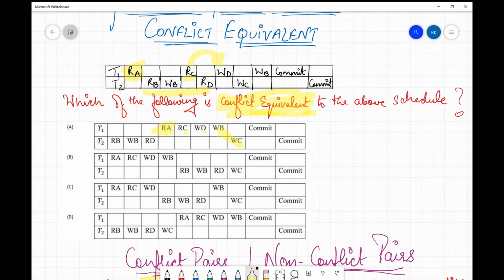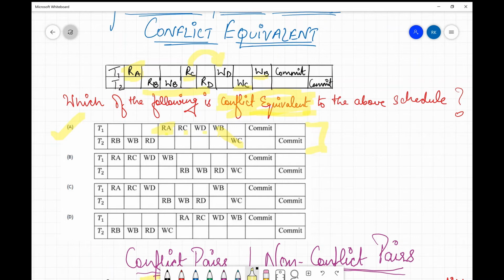Another thing which they have done over here is they have swapped the order of WB and WC. As you can see in the original schedule, WC was being performed first and then WB. But in this schedule, WB is being performed before and then WC, right? But you can see these both operations are again on two different data items. Therefore, this also forms a non-conflict pair, and therefore this schedule is entirely equivalent to the above schedule because it did not change the order of any of the conflict pairs, right? So that means a clear-cut answer for this question is A part.